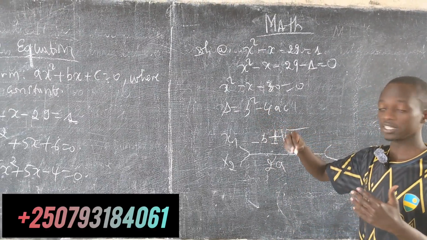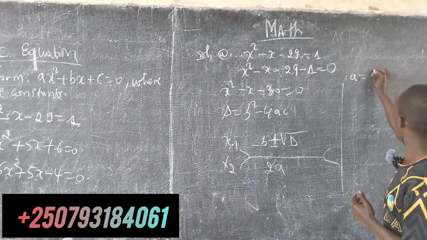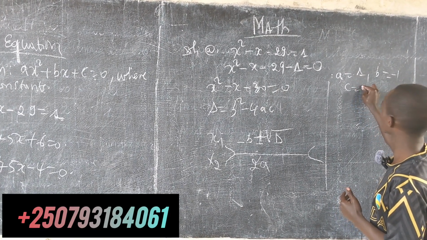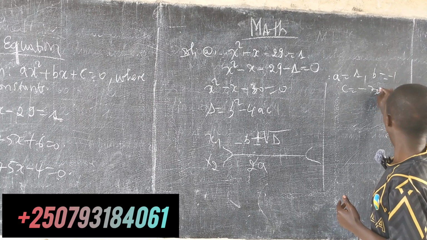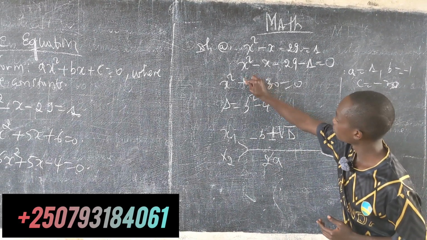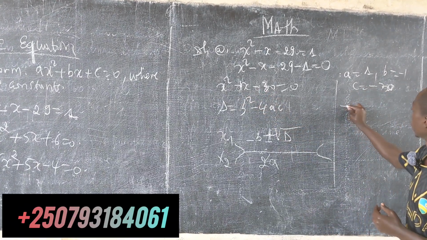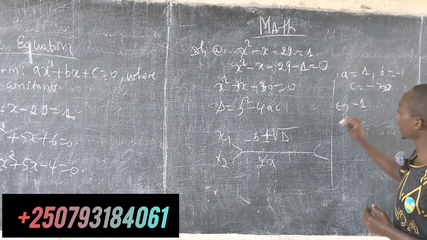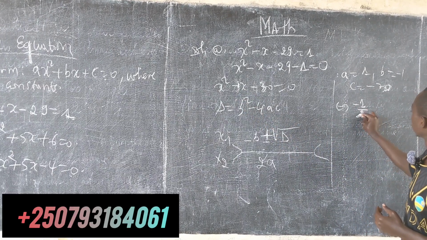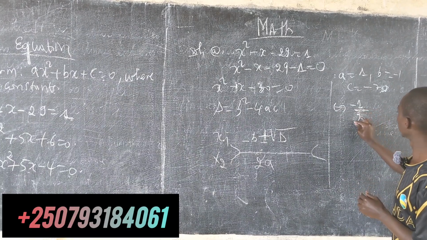So here what we need to do is this. Here we have a which is equal to 1, b which is equal to negative 1, and c which is equal to minus 30. So here we will write 1, minus 1, and minus 30. We are going to take minus 1, this one, divided by 2, as 2 is in the formula. Divided by 2.